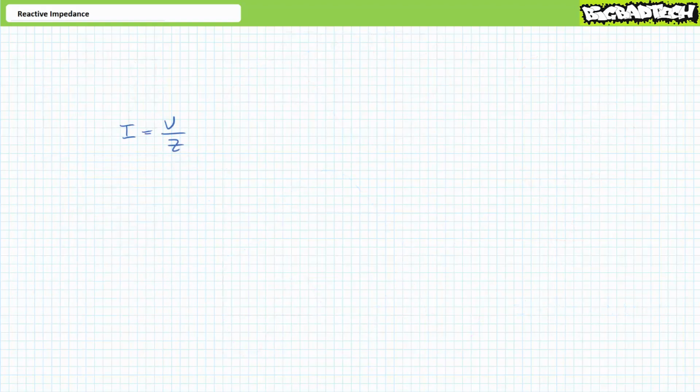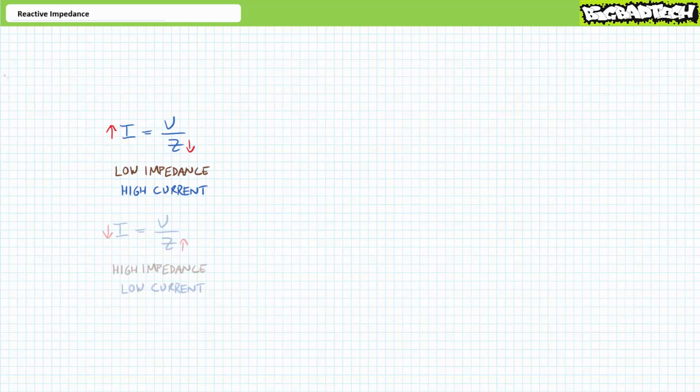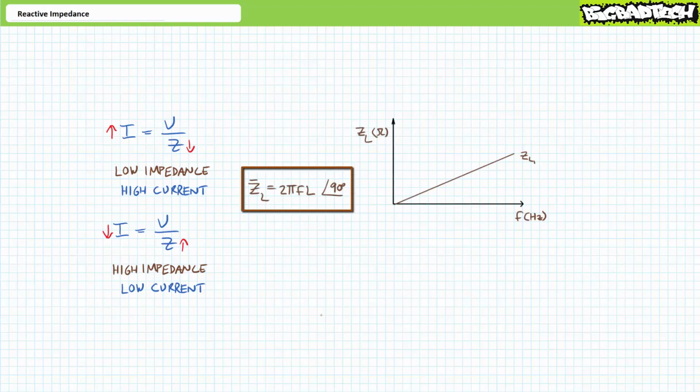Now that we've got a general understanding of why current lags voltage for inductive elements, let's discuss how inductive component magnitude and frequency influence impedance. Your basic understanding of Ohm's law demonstrates that given constant voltage, low impedance elements draw large amounts of current, whereas high impedance elements draw small amounts of current. This should be well within your capacity to understand on an instinctive level. You'll additionally recall that the magnitude of inductive impedance is 2 pi FL. You'll note frequency and inductance directly influence the inductive complex impedance magnitude formula.